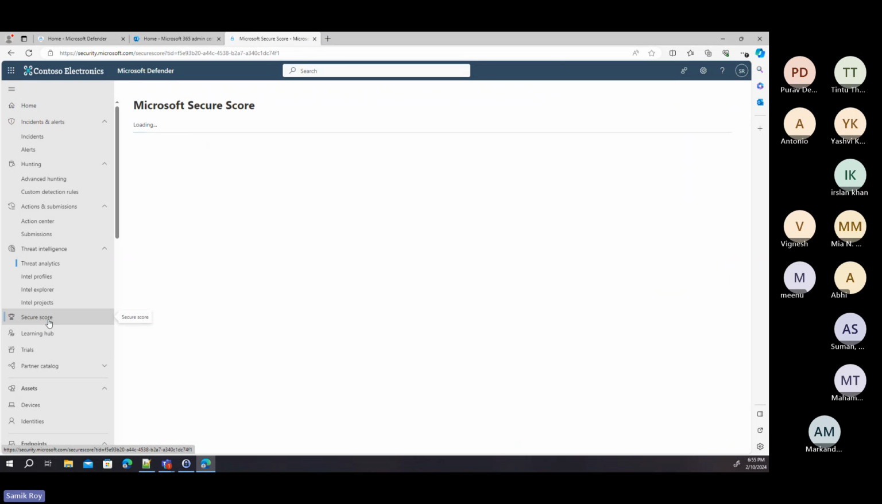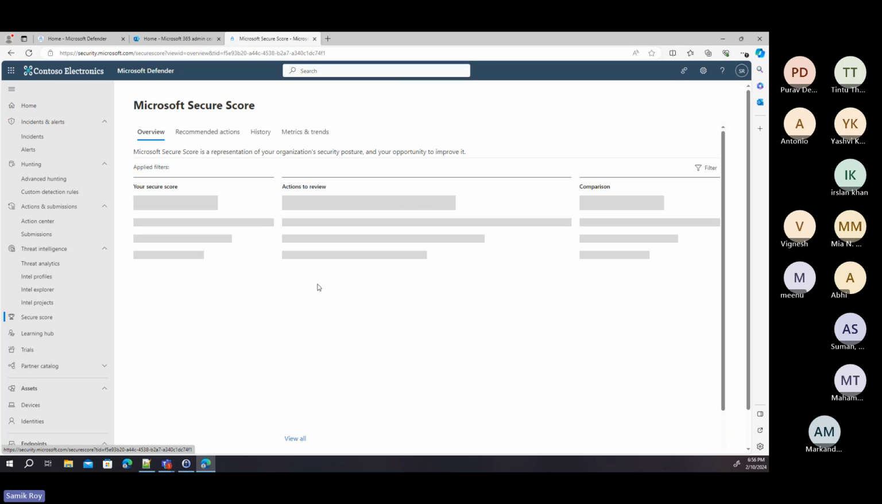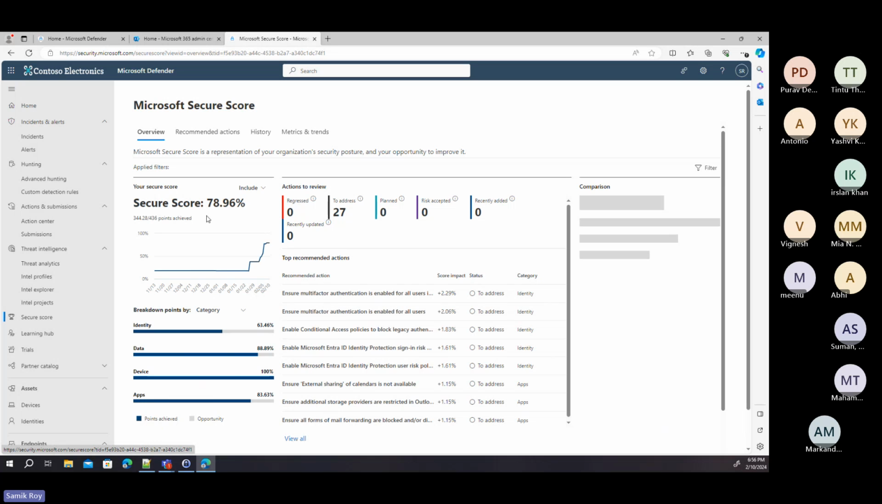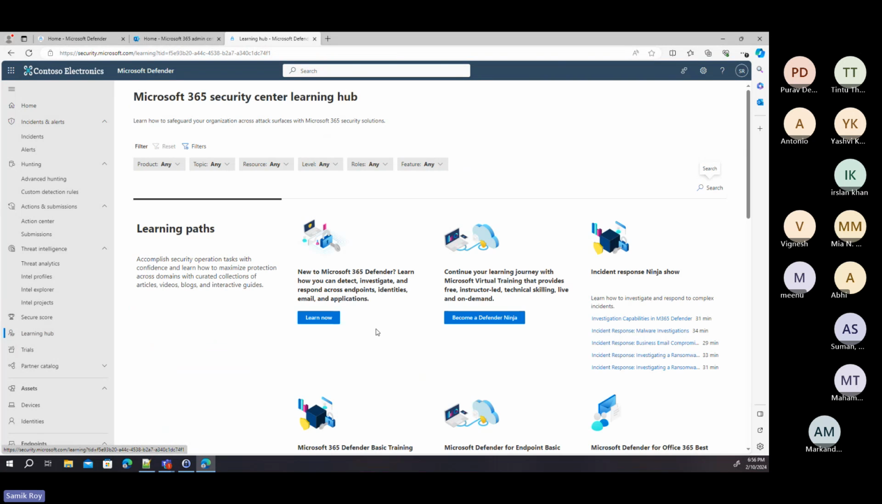Now, the next one is secure score. We have seen secure score as a card on the homepage itself, which gives you a snapshot. But this page has not only the secure score, but also the list of recommendations, which as a customer we can leverage to raise our secure score and make our security posture strong.